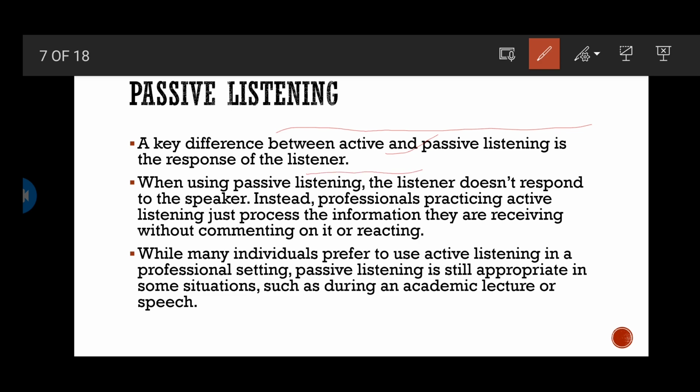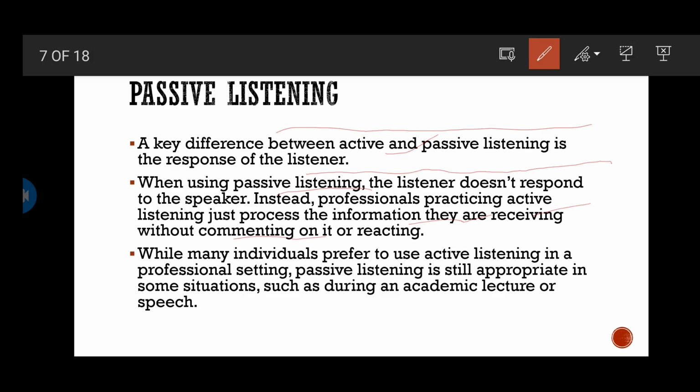When using passive listening, the listener doesn't respond to the speaker. Instead, they just process the information they are receiving without connecting to it or reacting. Passive listeners won't even react to what the speaker is saying. Even if questions are asked, they won't respond. Sometimes passive listeners may even disturb the whole speech or the class. This is one of the key points you should note about passive listeners.